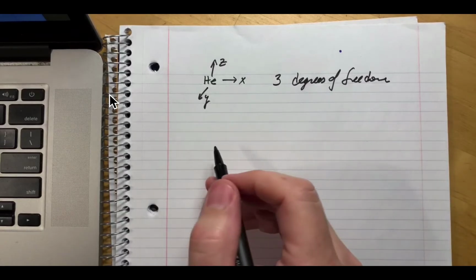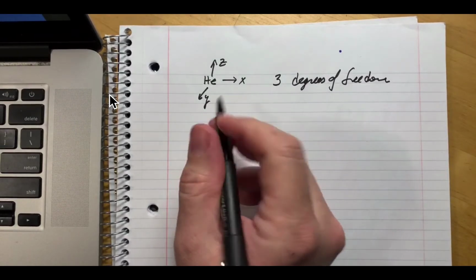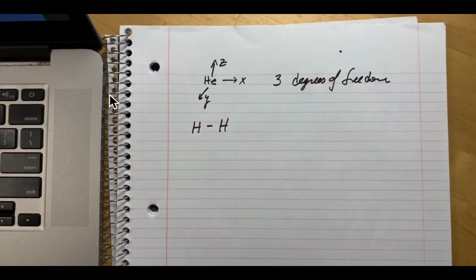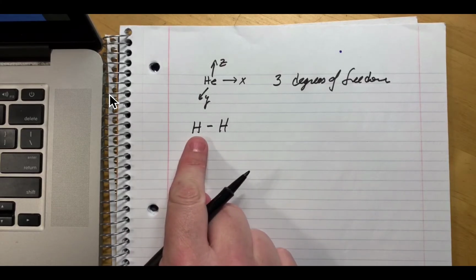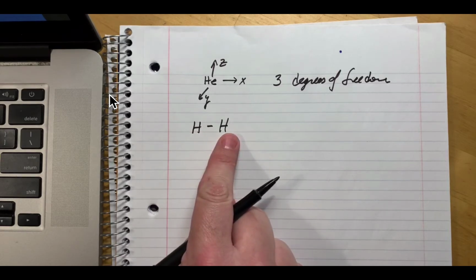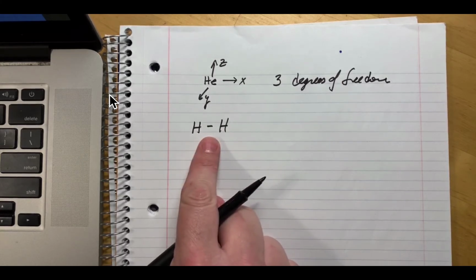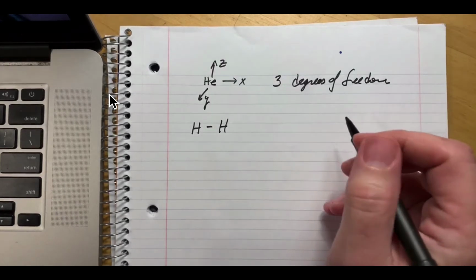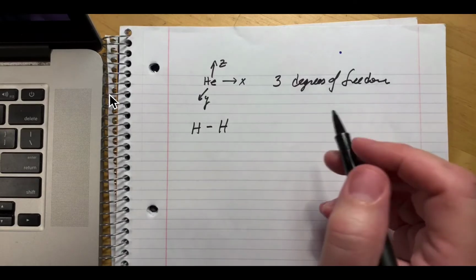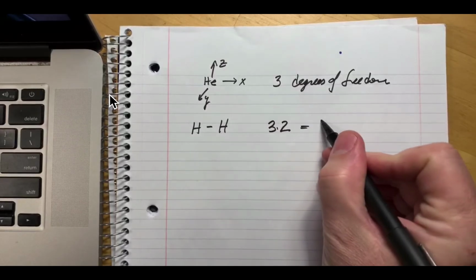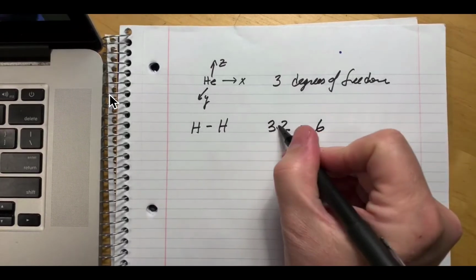If we take now a 2 atom system like dihydrogen, the hydrogen atoms that compose dihydrogen, each of those started out with 3 degrees of freedom. So before H2 was formed, this one had 3 degrees of freedom, and this one had 3 degrees of freedom. But now we've tied the two together, so we've limited the freedom of those atoms. And so now we would start out with 3 times 2 degrees of freedom for the 2 atoms.